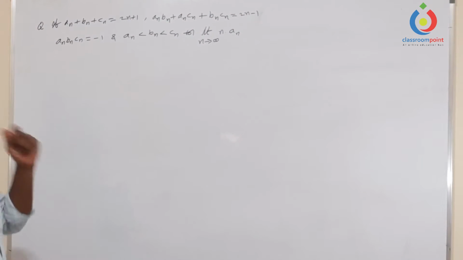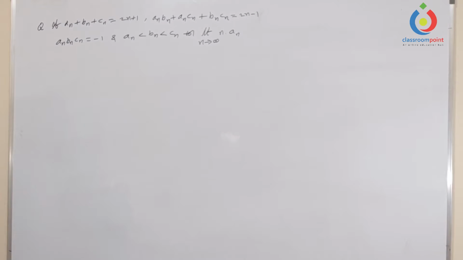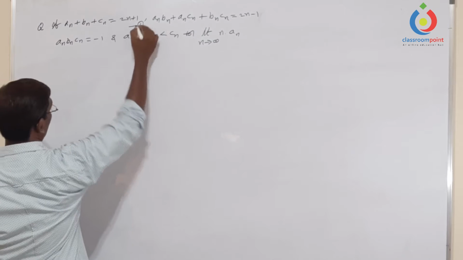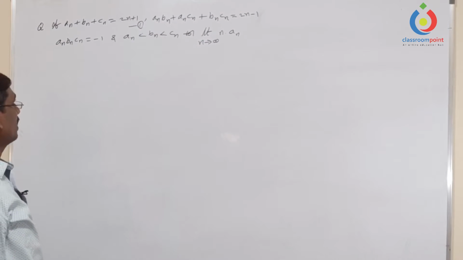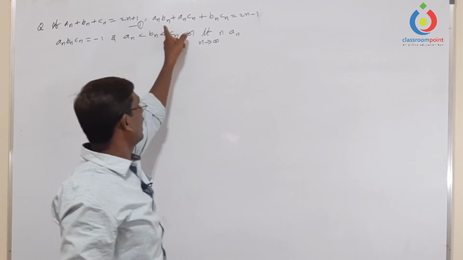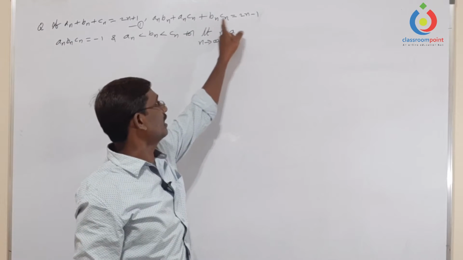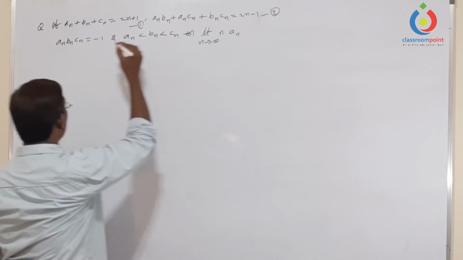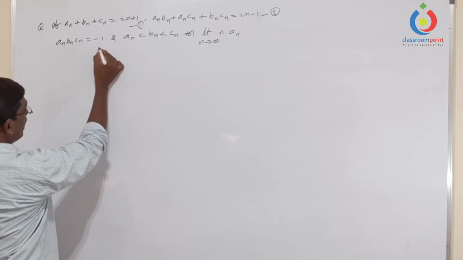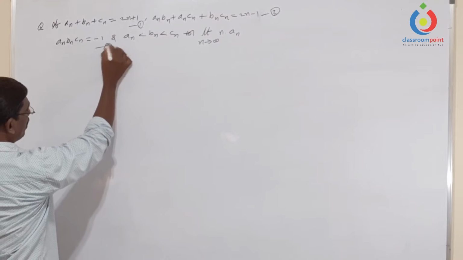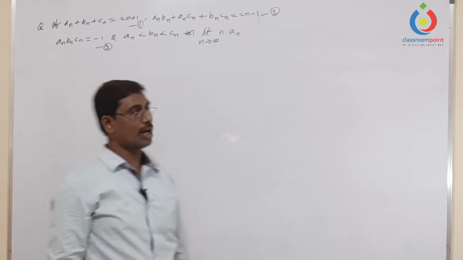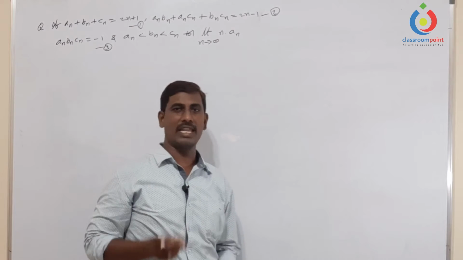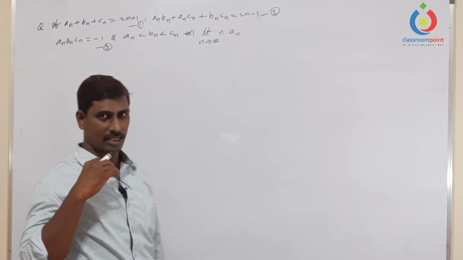Then see, first point, we have three pieces of information. One is an plus bn plus cn is equal to 2n plus 1. The second one is an bn plus an cn plus bn cn is equal to 2n minus 1. And the third one is an into bn into cn is minus 1. These are the three hints they have given. Now what they want: limit n tends to infinity, n into an is equal to what.